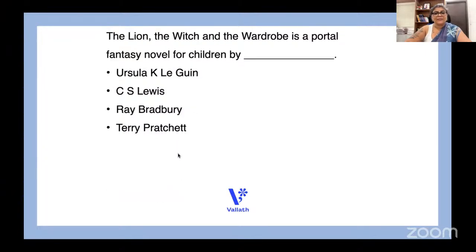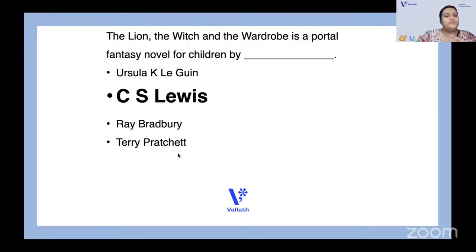Thank you for this. And next question. The Lion, the Witch, and the Wardrobe is a portal fantasy novel for children by whom? Is it Ursula K. Le Guin, C.S. Lewis, Ray Bradbury, or Terry Pratchett? You know, all of these writers are either associated with science fiction or fantasy. And it is by C.S. Lewis, who wrote this very famous series, Chronicles of Narnia. So The Lion, the Witch, and the Wardrobe is also by C.S. Lewis.